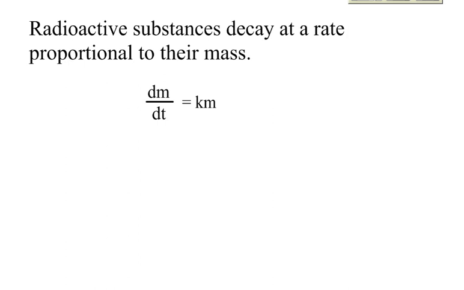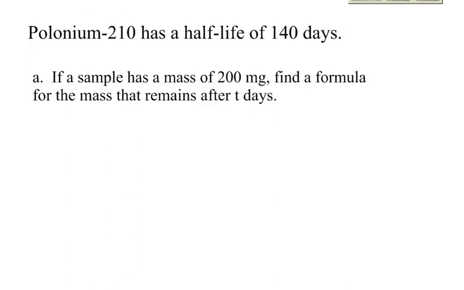All right, so we can have the same thing when we're decaying. Radioactive substances decay at a rate proportional to their mass. Let's take a look at this problem. Polonium-210 has a half-life of 140 days, and we're asked to find a formula. We start with that same formula, and I can use whatever letter I want. We can continue with P. So P equals P sub 0 e to the kt.